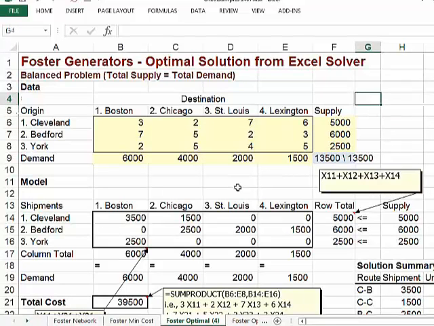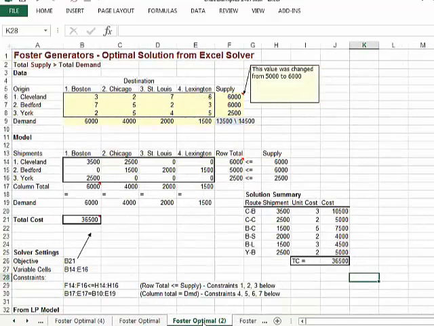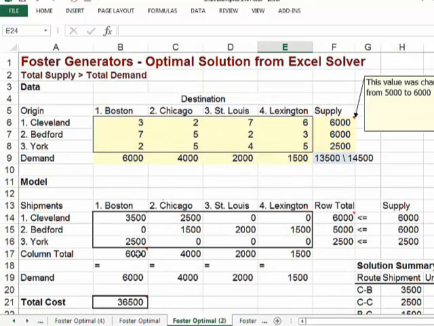So the next sheet says Foster optimal number 2, which has that case when the total supply exceeds the total demand. So this is kind of what we get. But what I want to do is change the original solution, the original model, so we could see what changes we have to make.